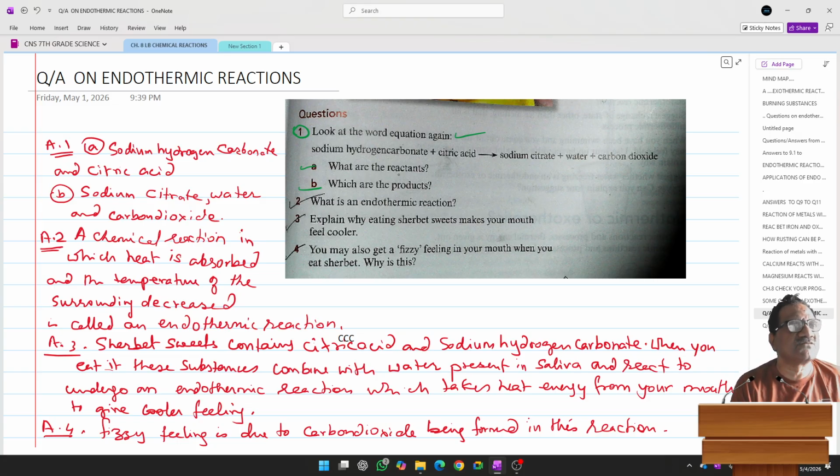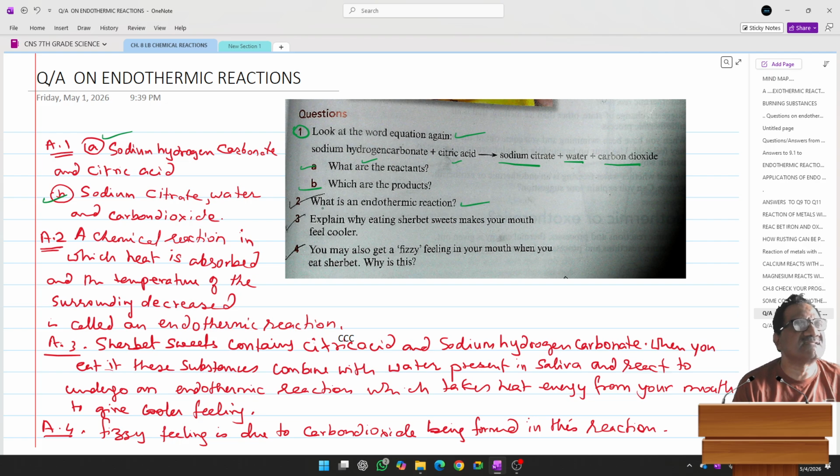So the answer for A, what are the reactants, will be sodium hydrogen carbonate and citric acid. I have written the answer here. Can you see? These are the reactants. Now for sub question B, what are the products? The answer is sodium citrate, water, and carbon dioxide. So these are the answers for question number 1, A and B. Now let us move on to question number 2.